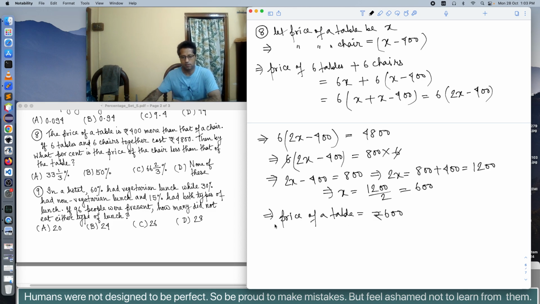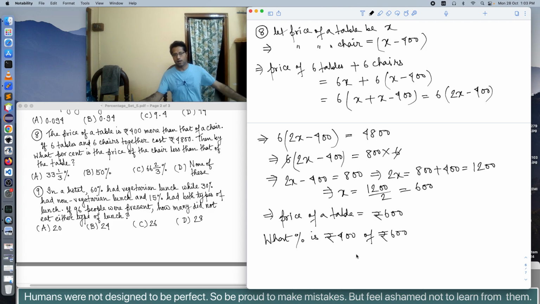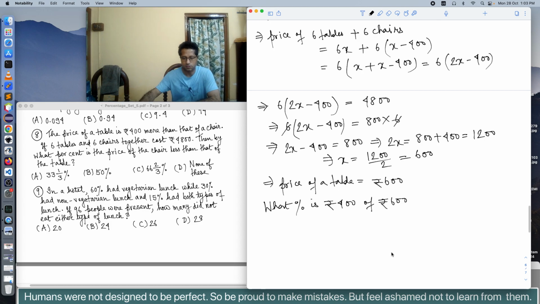So we have to find finally what percent is rupees 400 of rupees 600. Why? Because the price of a chair is rupees 400 less than that of a table, and the price of a table is rupees 600. So the percentage by which the price of chair is less than that of table should be what percentage rupees 400 is of 600.